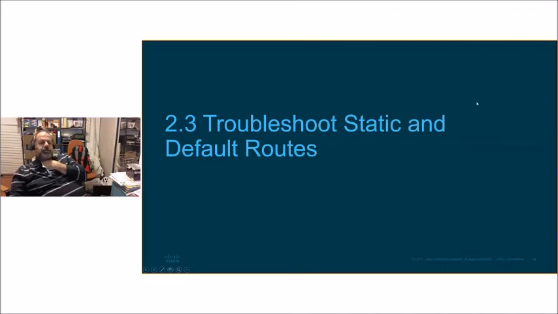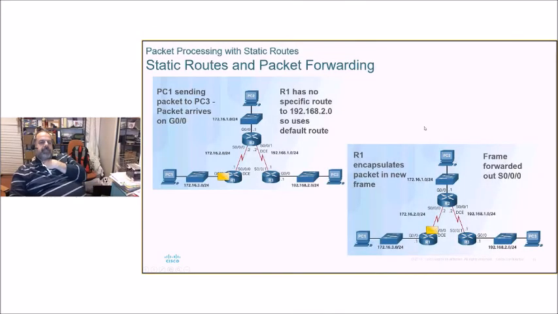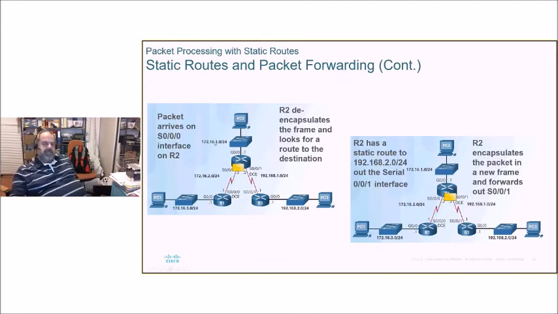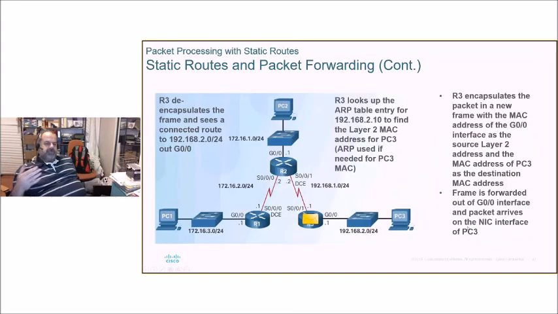Okay, so how do we troubleshoot static and default routes? Okay, so static routes and packet forwarding. If PC1 is sending a packet to PC3, it needs to go through all 3 routers to get there. First stop, the MAC address will be set for R1's MAC address, and then R1 will need to encapsulate it to get to R2. And then, of course, R2 reads it in and then forwards it towards R3.